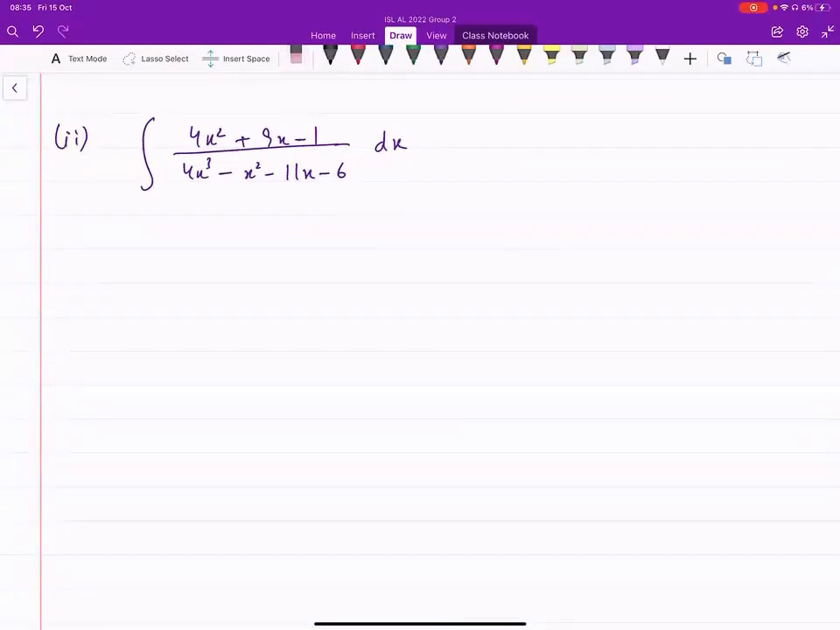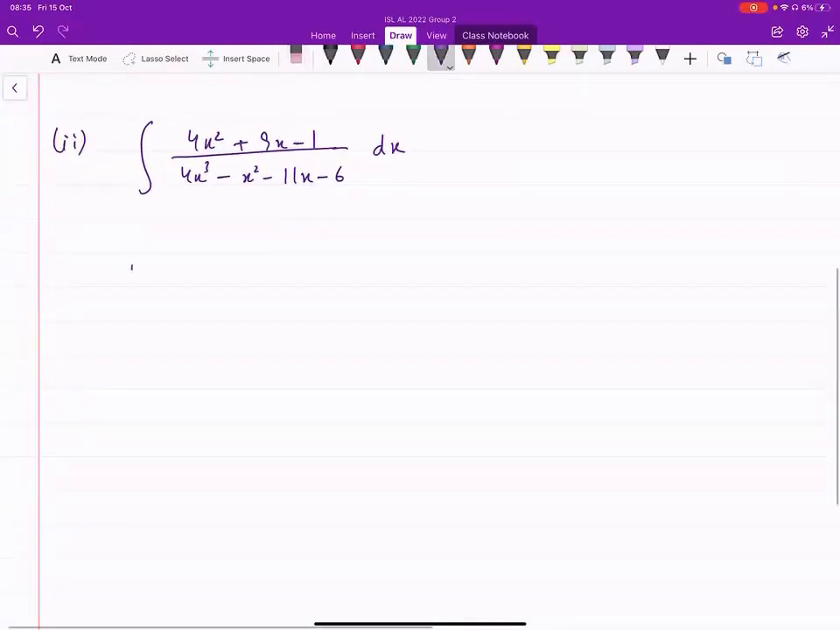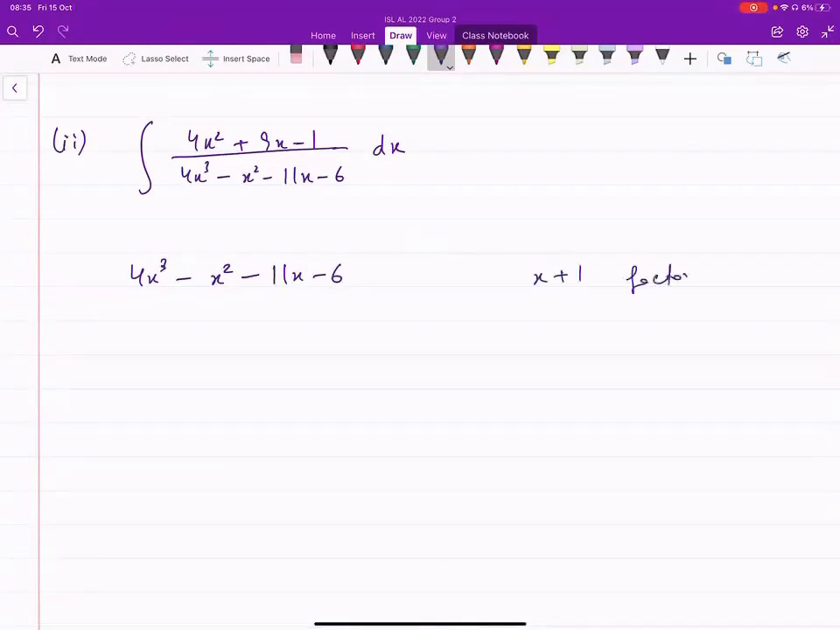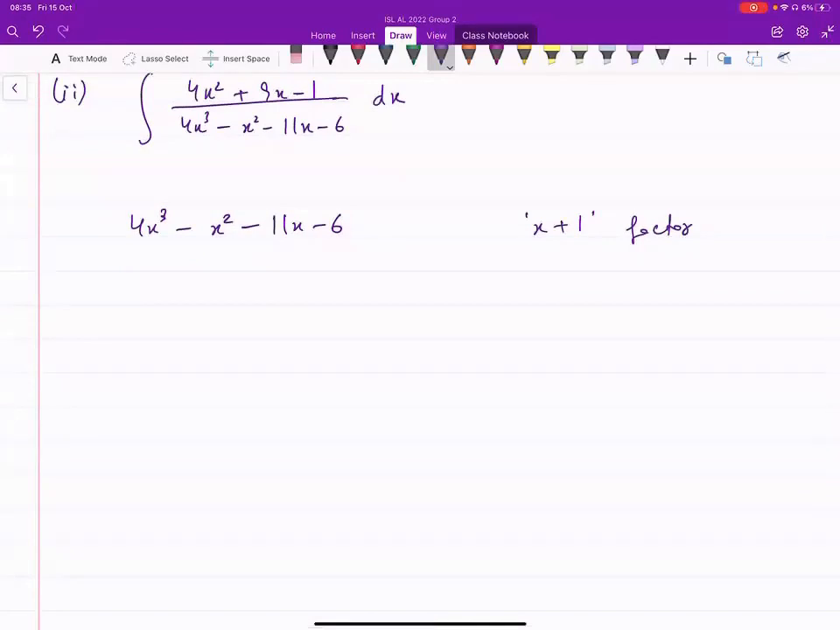We had this polynomial, 4x cubed minus x squared minus 11x minus 6. You want to divide it by x plus 1. You can also compare coefficients if you want. You can use long division, you can use synthetic division, whatever you prefer. All of them are going to work here. Synthetic division is going to be quickest in this case.